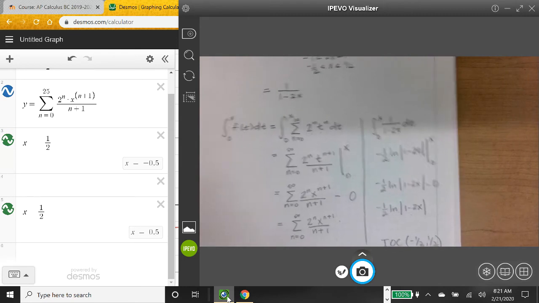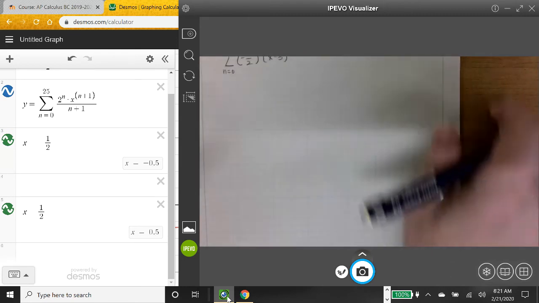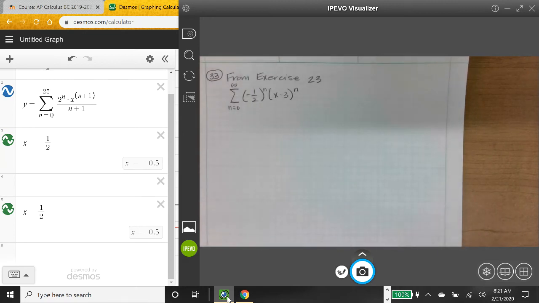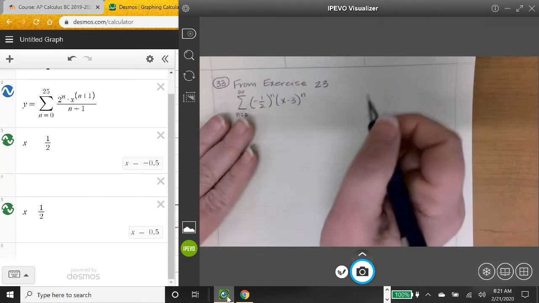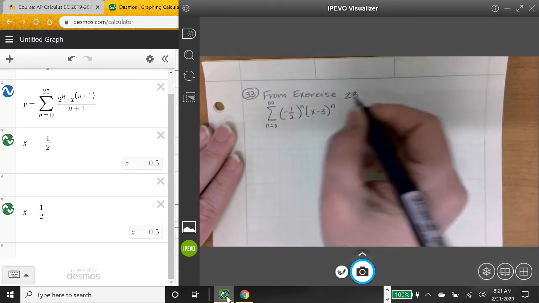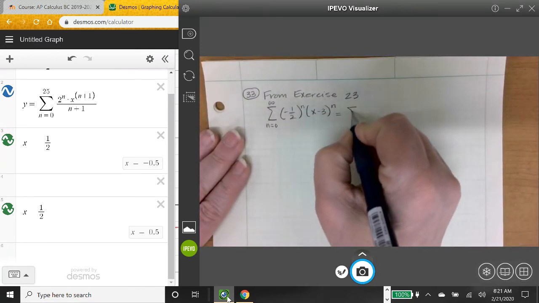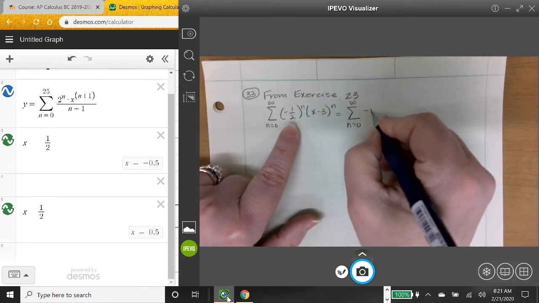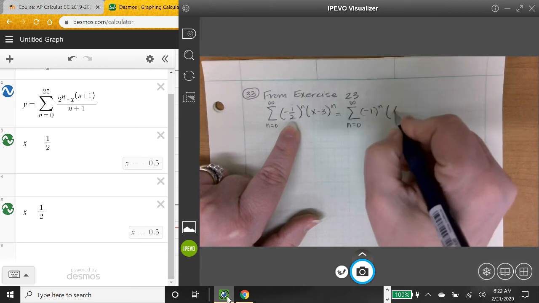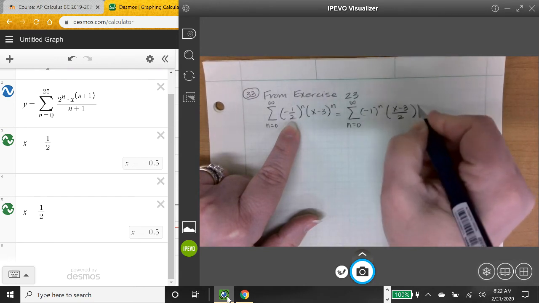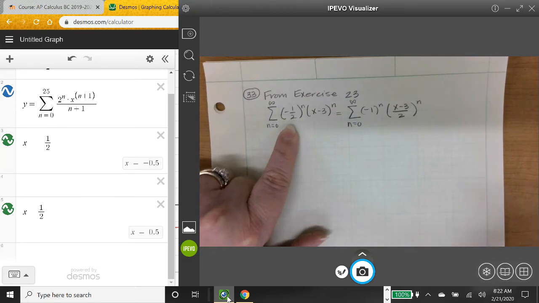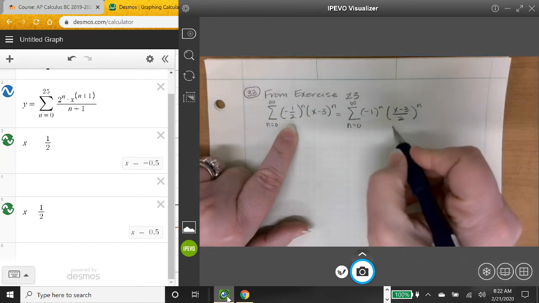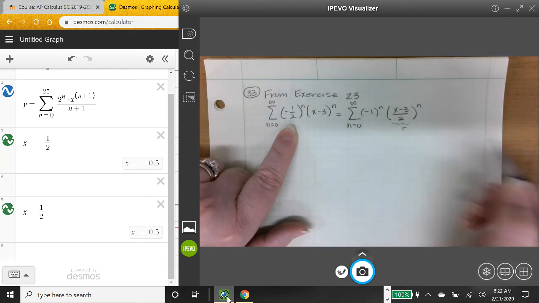Let's do number 33, because that was another question. All right, so exercise 33. Okay, so on this one, what I recommend us rewriting is, this is the sum from n equals 0 to infinity of, I'm going to make this negative 1 to the n, and then I'm going to change this to x minus 3 over 2 to the n. Okay, because I just want the alternating piece to be separate. Because believe it or not, this is going to tell me what r is here.